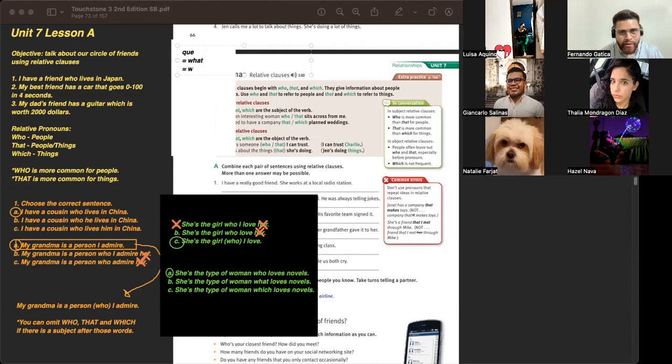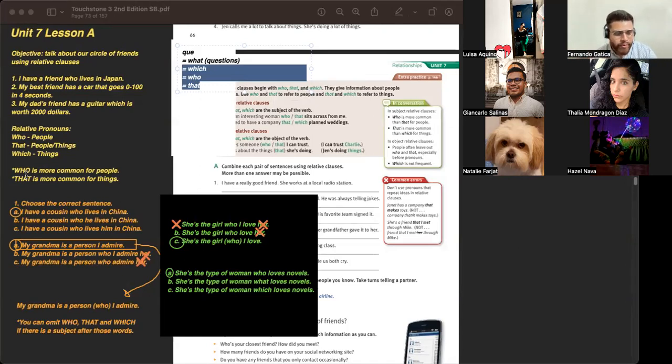Puede ser which. Puede ser who. Puede ser that. Puede ser what, which, who, or that. Pero el what es solo para preguntas. Only for questions. Y ya el which, who, y that son conectores. Son conectores como en este caso. Who, that, y which son pronombres y conectores que van dentro de oraciones.